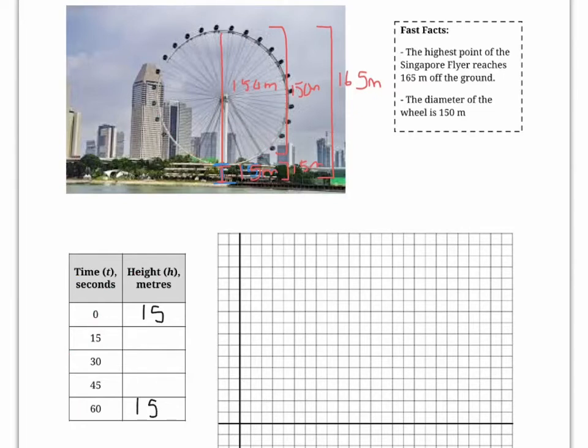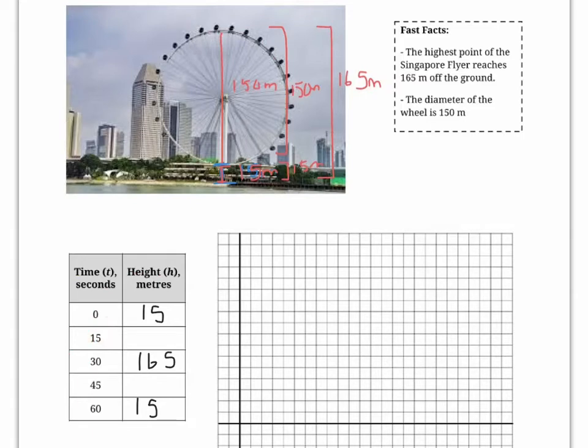Let's pick the next easiest. Well, we know how high the rider would be halfway up, so that would be half a minute, so 30 seconds. What would their height be all the way to the top? It's not 150, it's 150 plus 15, so it's 165. So their height right here is 165. I'm going to put that at 30.